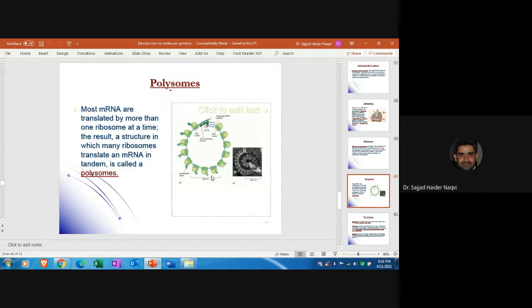This combination of ribosomes is called a polysome. Now you can see here, if this is the entire mRNA molecule, it's a long molecule, and it requires many ribosomes to align together to provide the platform for this mRNA molecule to be read. That's why we call it a polysome, and this is a real electron microscope picture showing how polysomes look.